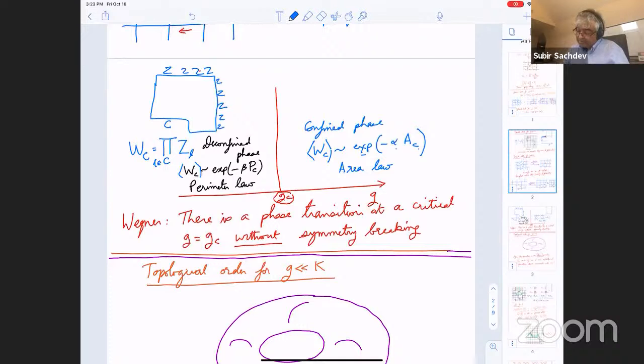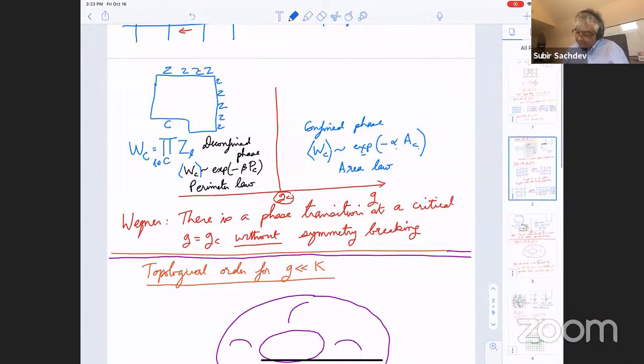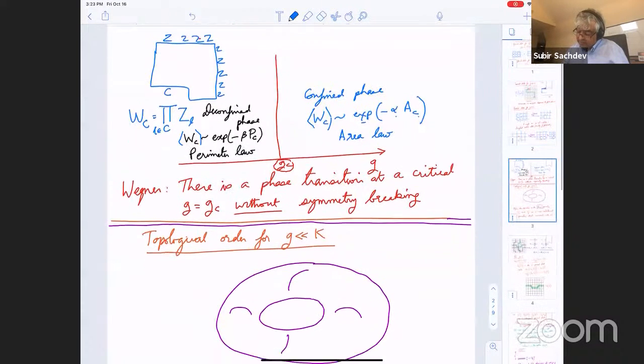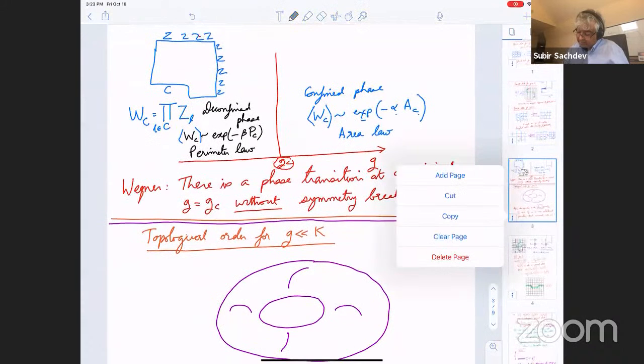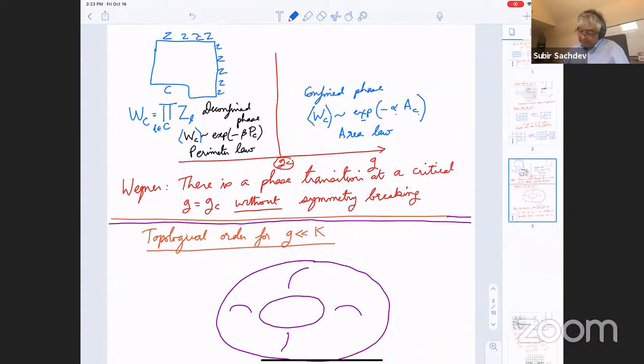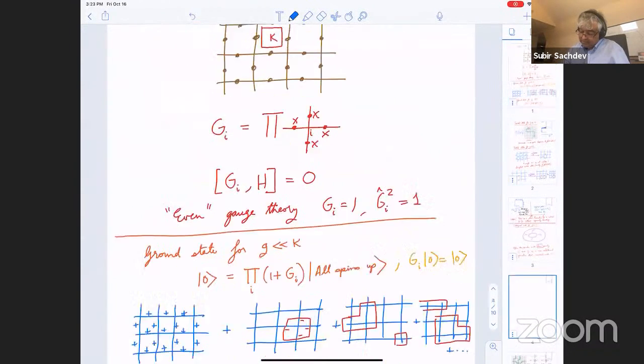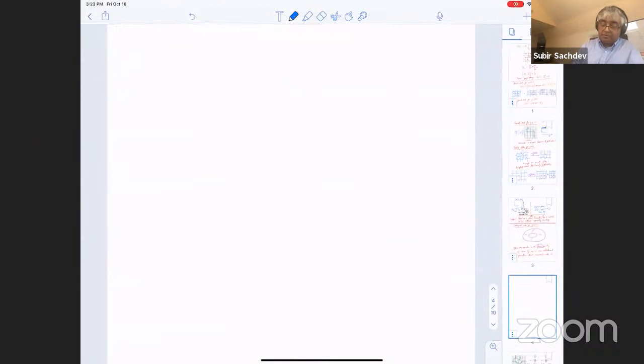So where was I? Yeah, here. So let me add another page. Yeah. So you're going to compute the Wegner loop. So basically you have Z operators everywhere.